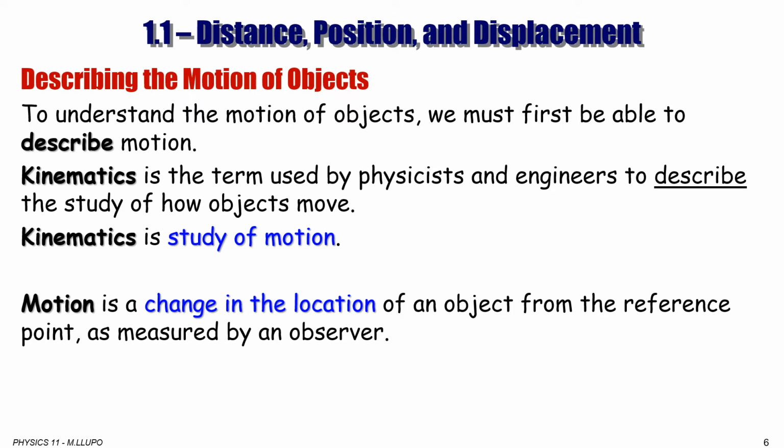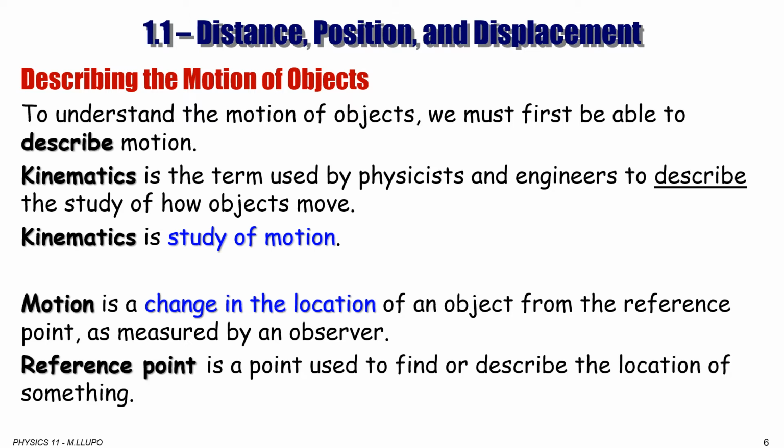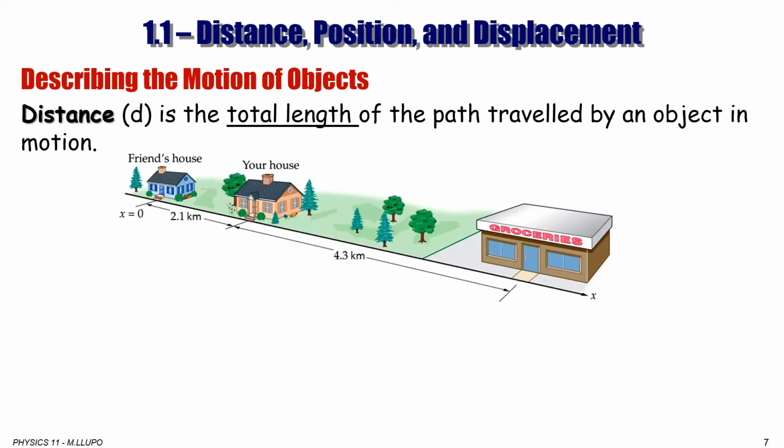So what is motion? Motion is the change in location of the object from the reference point as measured by an observer. And what is a reference point? It's a point used to find or describe the location of something. So reference point, most of the time, is where you put yourself in that location in order to describe what happened in that motion. Distance is a simple concept. A distance is a total length of path traveled by an object in motion. So the distance symbol is d, lowercase d, and a standard unit is meter.